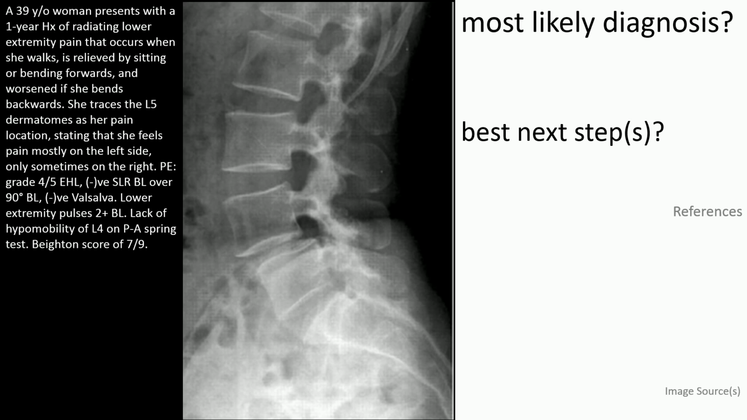On physical exam, there's grade 4 out of 5 strength of the extensor hallucis longus. The straight leg raise is negative on both sides over 90 degrees. Valsalva's test is negative, and the lower pulses are normal. There's a lack of hypomobility of L4 on P to A or motion palpation spring testing, and the Beighton score is 7 out of 9.